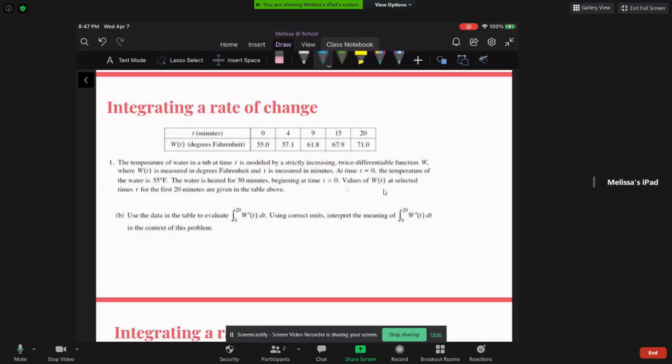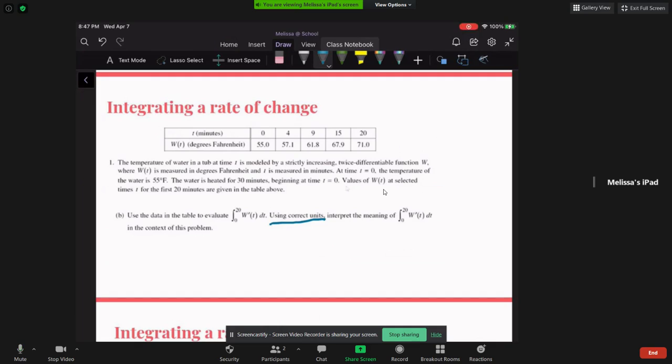Now, the key thing here is going to be at the end, using those correct limits to make sure that you can interpret the meaning of that result that you get. Because when you do this for a free response on the AP test, to get full credit, you need to use the correct units and actually interpret what that meaning is.